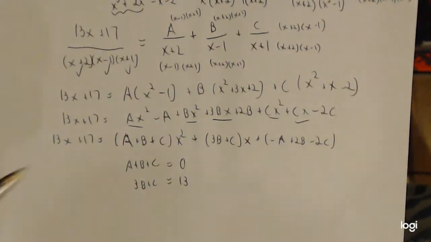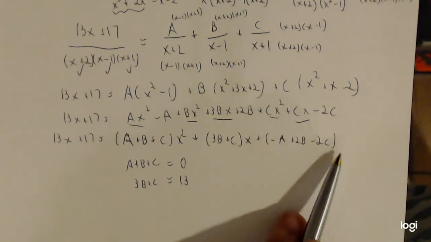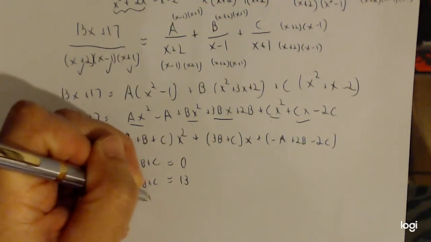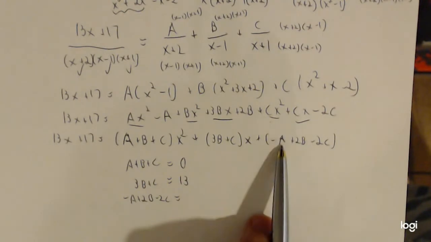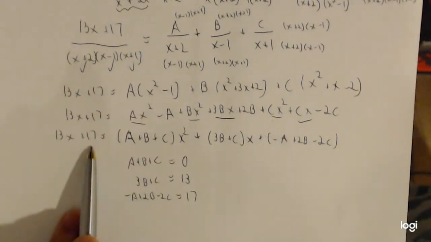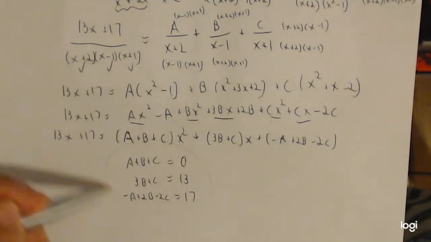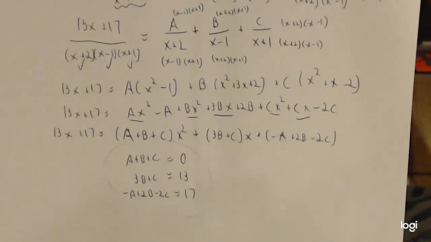Okay? And then my last term, which these are what? My constants, right? Because notice how this doesn't have an x. The negative a plus 2b minus 2c, what must that equal to? This must equal 17, because that's my constant. Now that we have our system of equations, what could I do? I could solve for basically a, b, and c. And you could use any method you want.